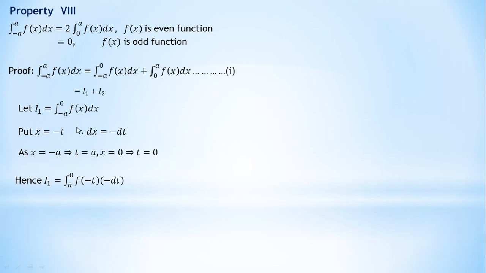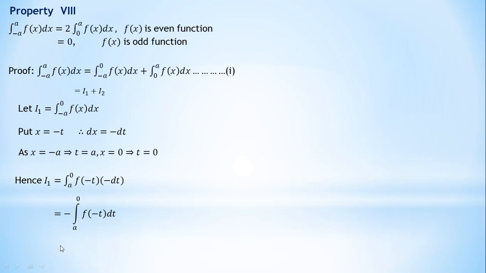F of, see, in place of x I will write minus t. So f of minus t into dx, which means minus dt. Now take the minus sign outside. Minus sign of this dt you can take outside of the integration. So the integration becomes a to 0 f of minus t dt.